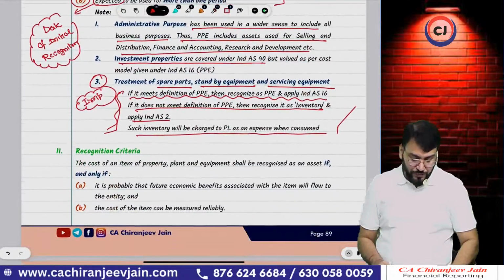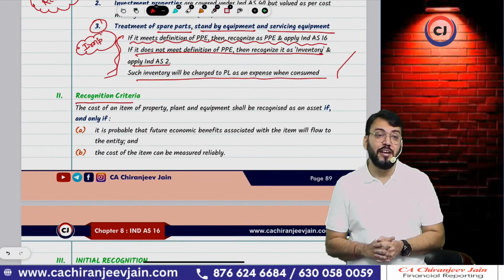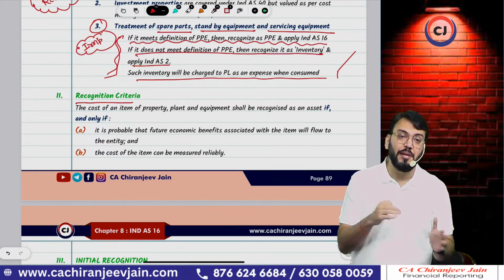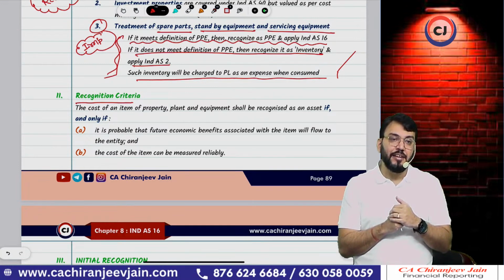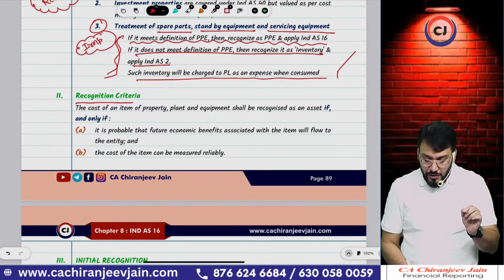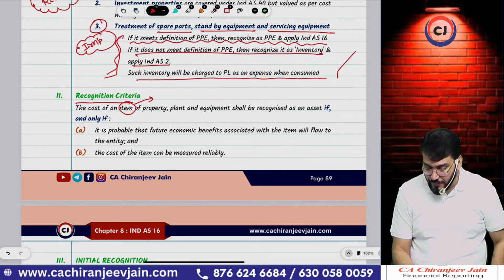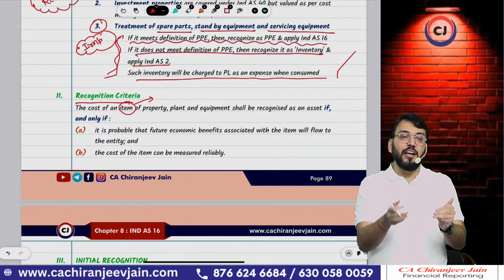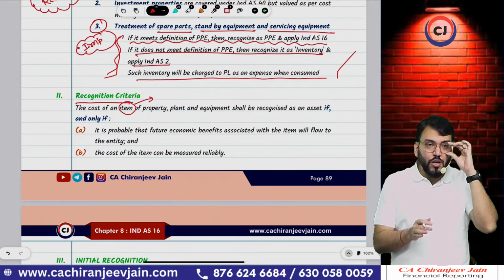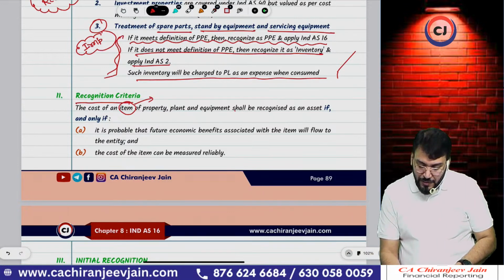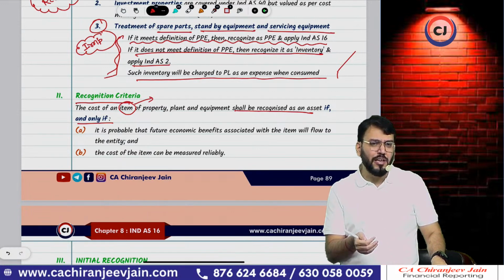Now coming to recognition. Means what Ind AS says is that if it does not meet recognition criteria, it cannot be recognized as PP in the balance sheet. So they have given two conditions for recognition criteria. What are the two conditions? The cost of an item of PP. Each item recognition criteria need to be applied separately. The cost of an item of PP shall be recognized as an asset if and only if two conditions are satisfied.